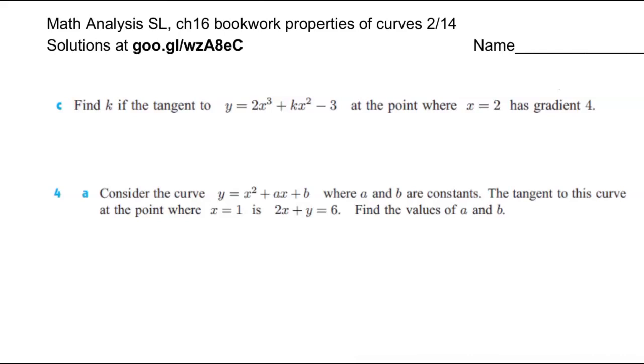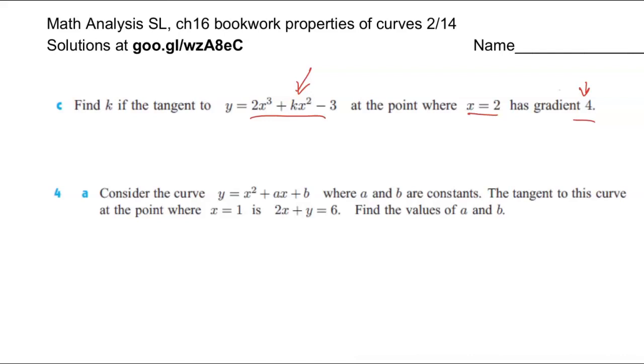Page 2 of properties of curves. We're going to do part C of the last problem. Find k if the tangent to this function at the point where x equals 2 has gradient 4. Okay, so when does the derivative of this function have a value of 4? So first we need to find the derivative.